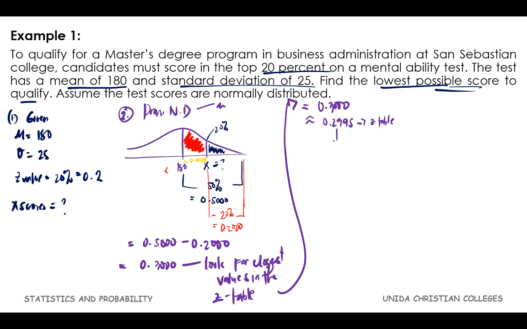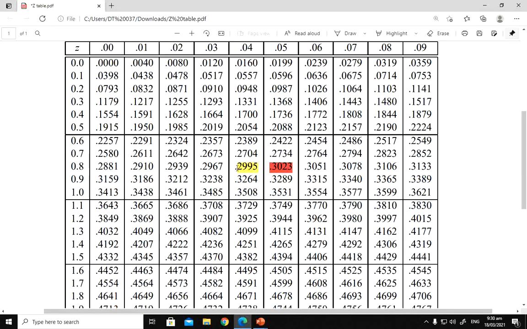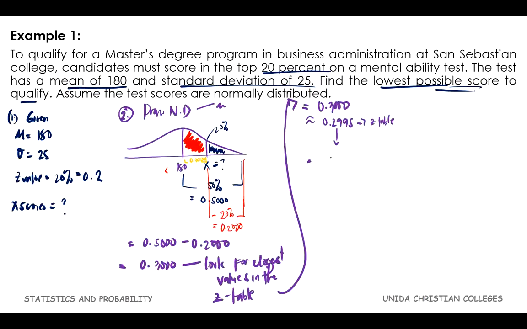Now, what is the z-score of that? Let's go back. The z-score of 0.2995 is here, 0.8 and this, class. So it is 0.84. So the z-score we got is 0.84. Now, our step 3.